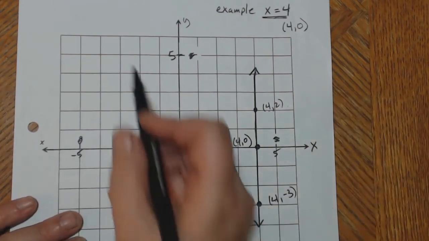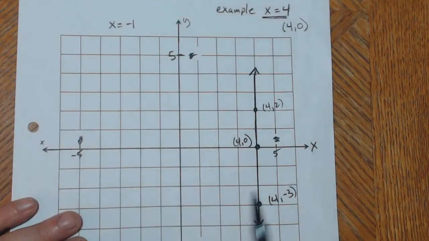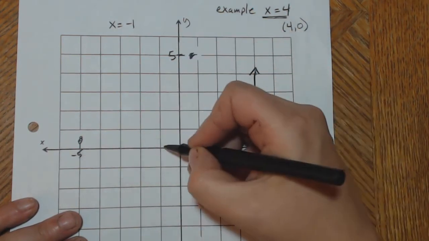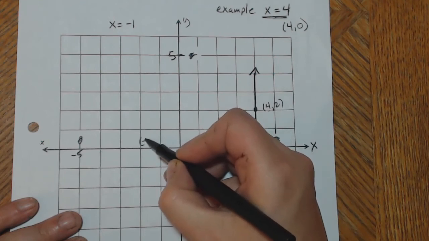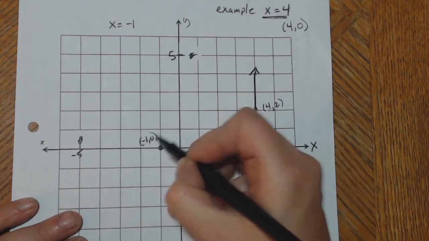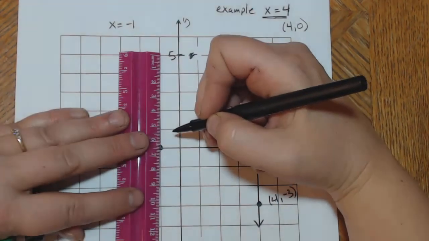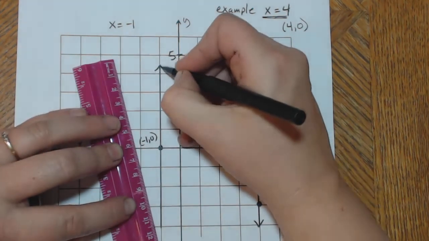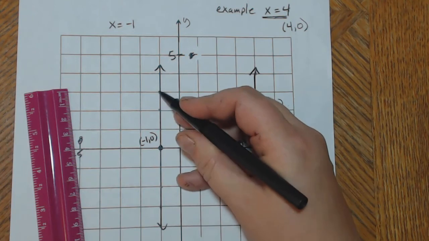So if I wanted to do another vertical line, if I was going to graph x equals -1, I'd say, well, here's my x-axis. Here's where -1 is. So here's my x-intercept, (-1, 0). And now I can draw that vertical line, x equals -1. And at every point on that line, the x-coordinate will be -1.